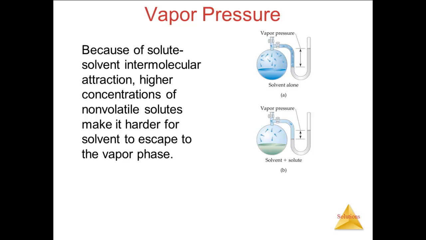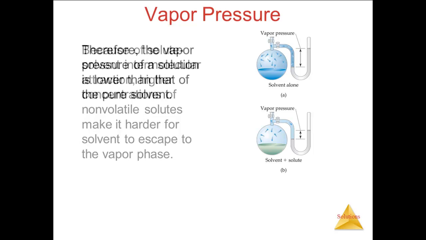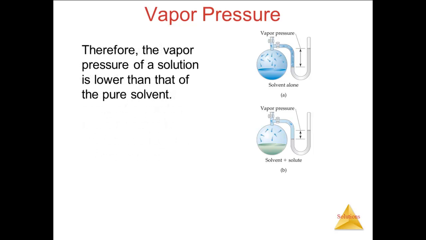Vapor pressure lowering results from the fact that there are forces between the solute and solvent, forces that may limit the ability of a solvent molecule to escape from the solution. The vapor pressure of a solution is lower than the vapor pressure of the pure solvent.